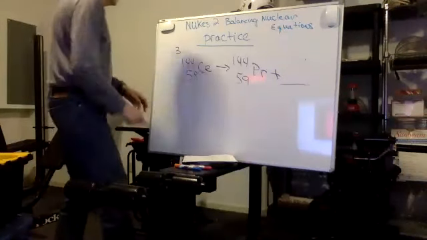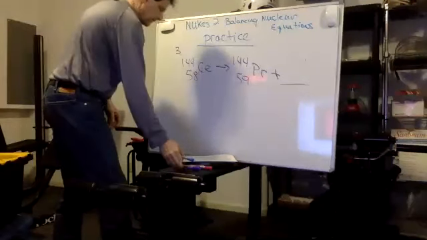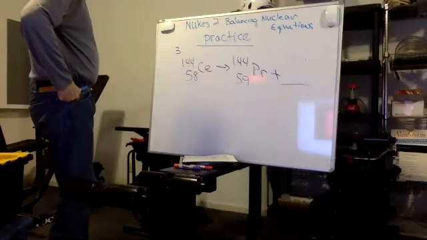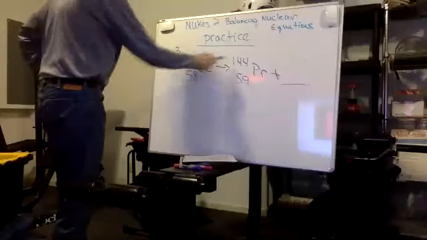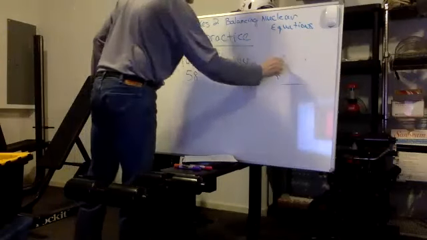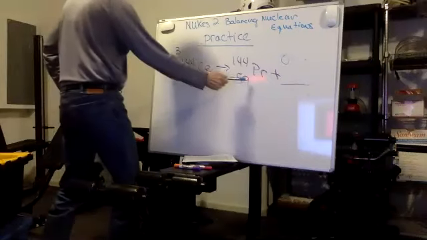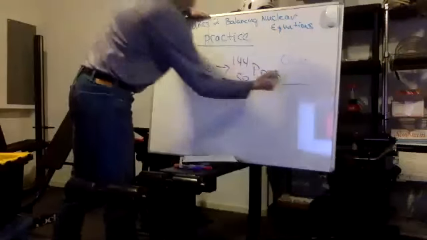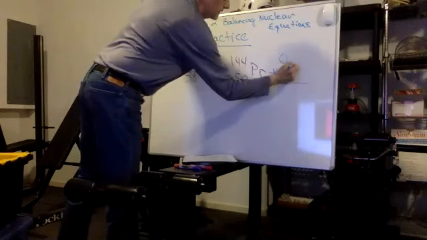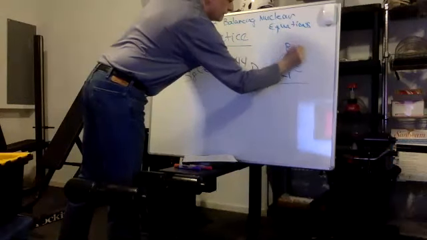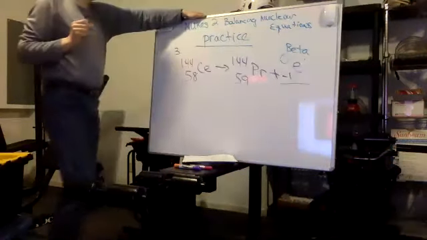Let's take a look here. All right. 144 and 144, the top has to be 0, and there's no net change. We've got to go from 59 to 58, so we need a -1 there, and that's going to be a beta particle.